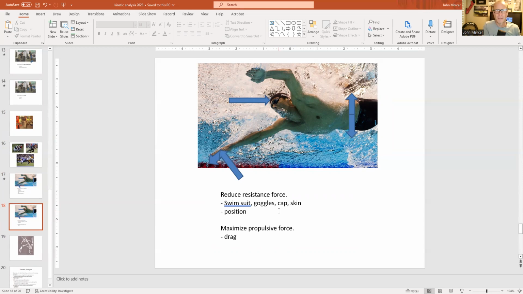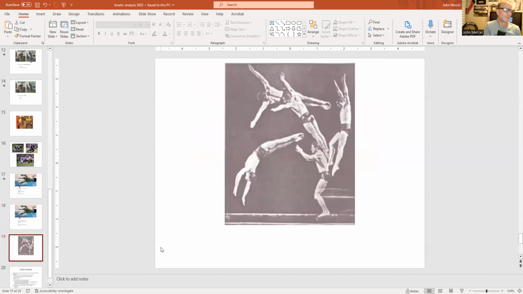And so in this example, we could start looking for ways to reduce the resistance to moving forward through the water. So we start looking at the swimsuit, or how the goggles are shaped, or the cap, or the skin, or even the body position, because we're interested in factors that would influence this drag resistance force. And then we also want to try to maximize the propulsive force by doing a particular type of technique with the stroke, or having hand position a certain way. These are some of the details that we can get into when we start doing a kinetic analysis of swimming. But it all starts with identifying forces acting on the object.